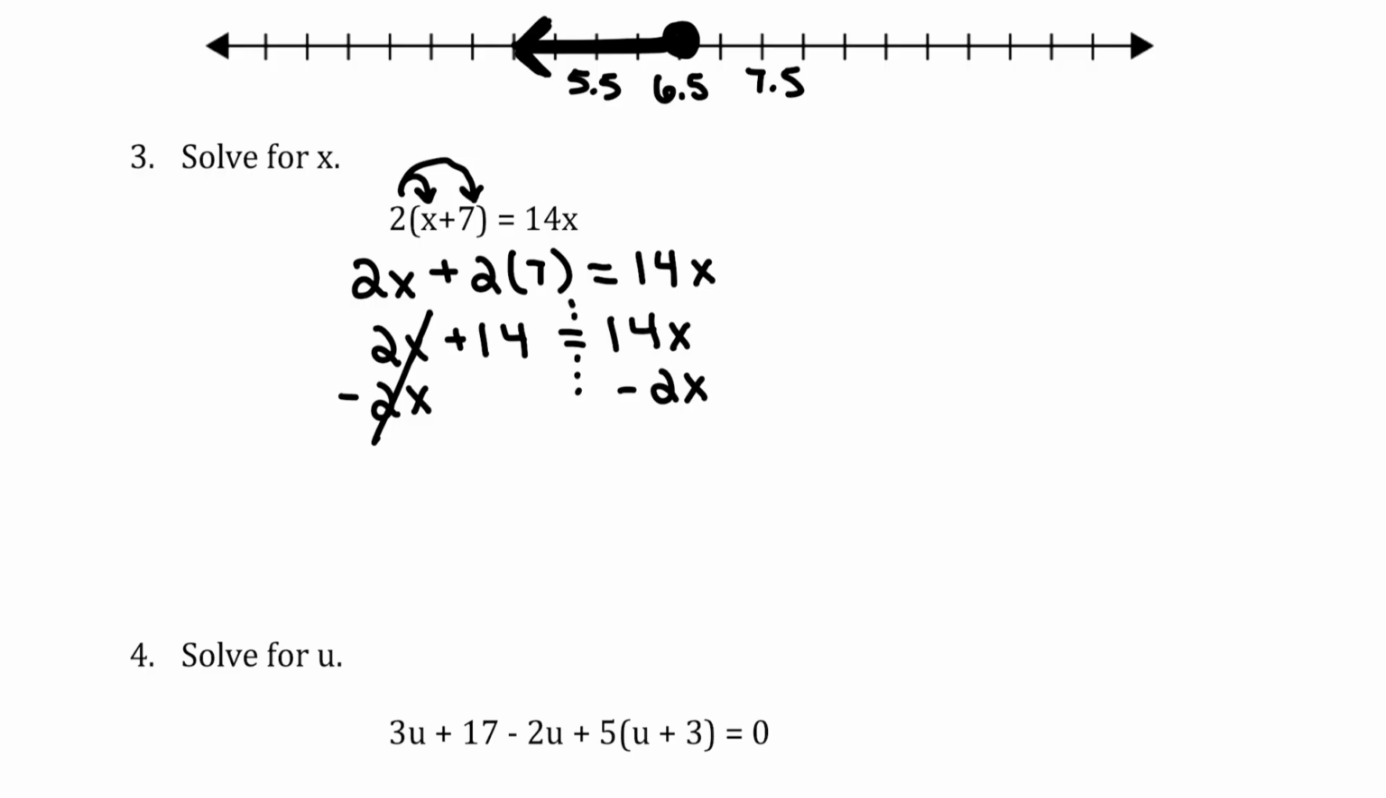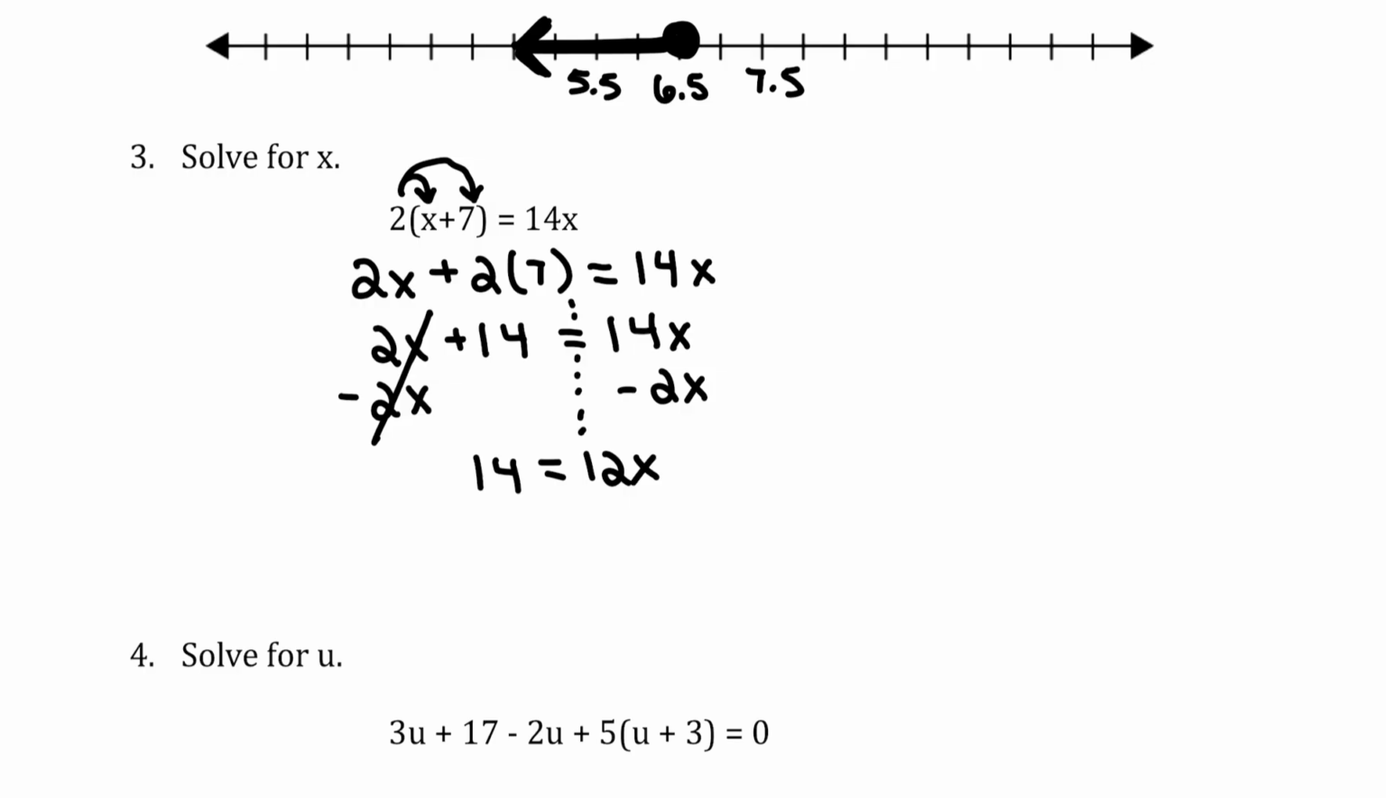Again, it's important that you only do it once, right? We're not subtracting 2x from every single term here. We're only subtracting it one time on the left side and one time on the right side to keep it balanced. So we're going to have 14 is equal to 12x.